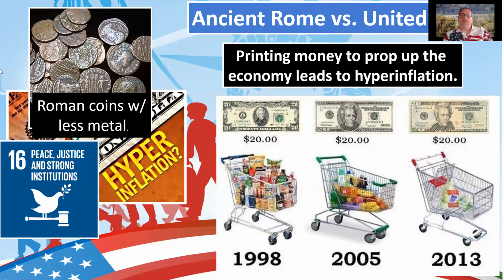Printing money to prop up the economy leads to hyperinflation. That's what we keep doing, and that's why our debt is such an issue. The way the ancient Romans did this is that they had Roman coinage, and they just started making Roman coins with less metal. So they were actually less valuable because they had less metal in them. That's what they had to do at the end of the imperial era before they collapsed. Will we learn our lesson?